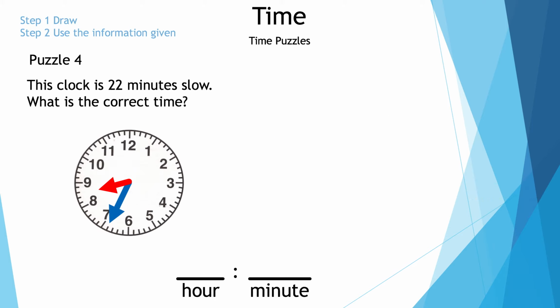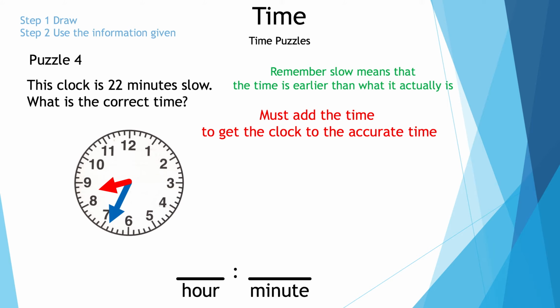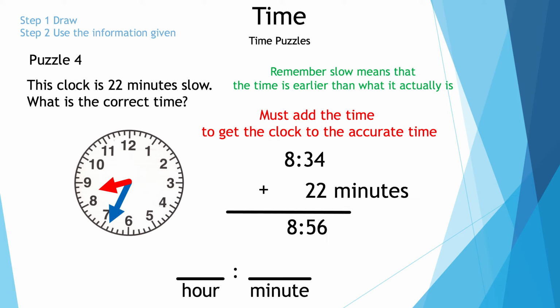Okay, let's take a look at puzzle 4. This clock is 22 minutes slow. What is the correct time? What does that mean? Remember, slow means that the time is earlier than what it actually is, so we must add the time to get the clock to the accurate time. First of all, we need to find the time the clock says, and it is 8:34. Now we need to add the 22 minutes to get 8:56, and that is your final time.